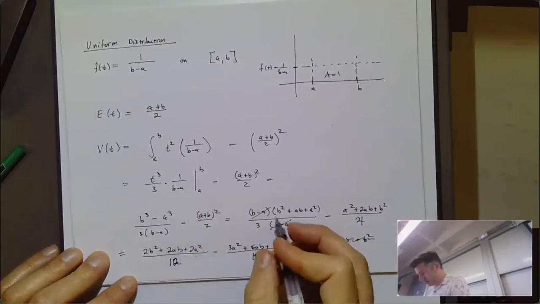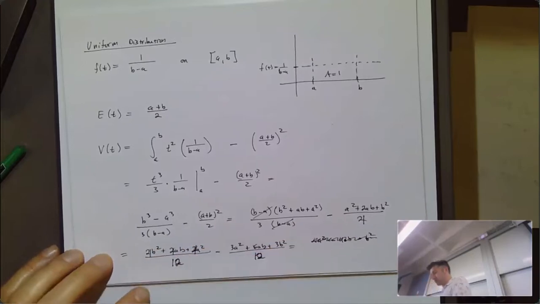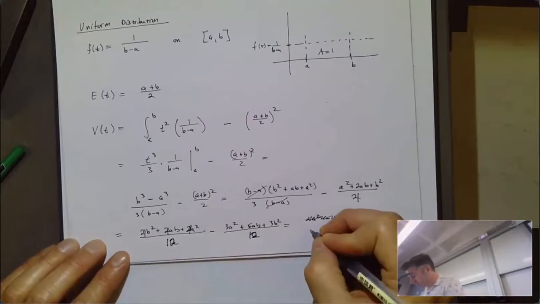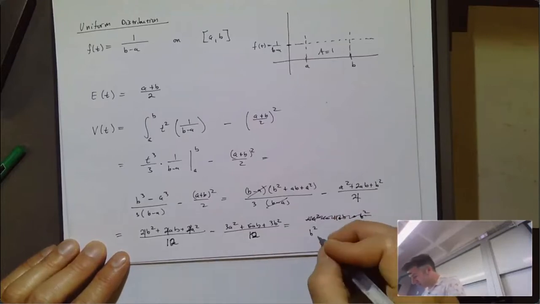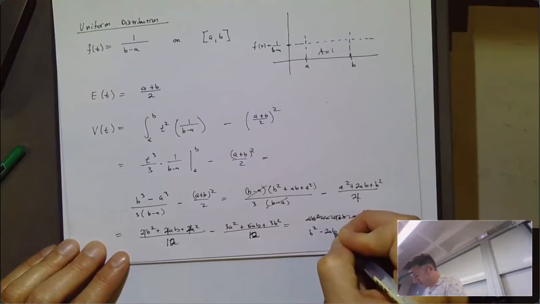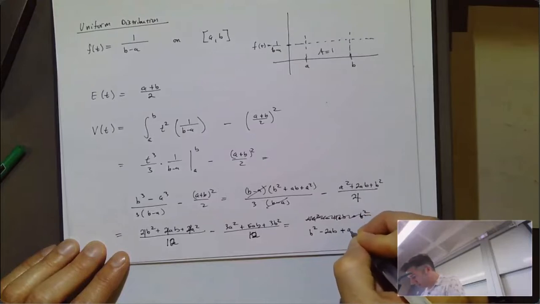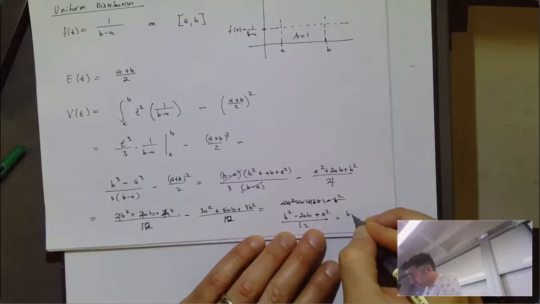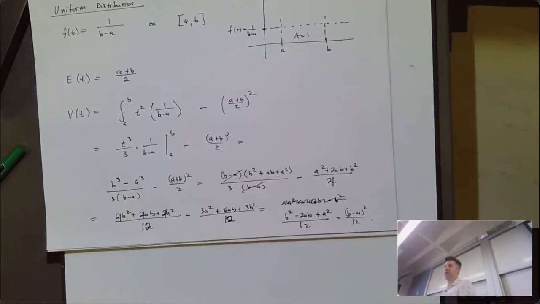My numerator is going to be 4b squared plus 4ab plus 4a squared. I love how I turn my 2's into 4's. So then we get 4b squared minus 3b squared, which is 1b squared, 4ab minus 6ab, which is minus 2ab, and 4a squared minus 3a squared, which is plus a squared, over 12. And then that ends up being b minus a quantity squared over 12, which is what the formula is.